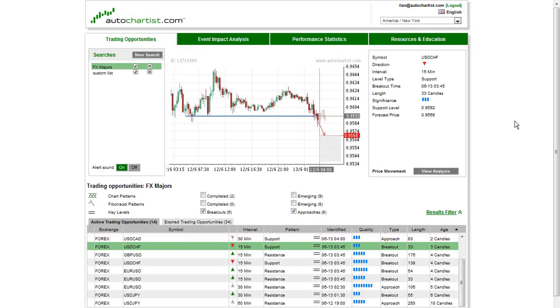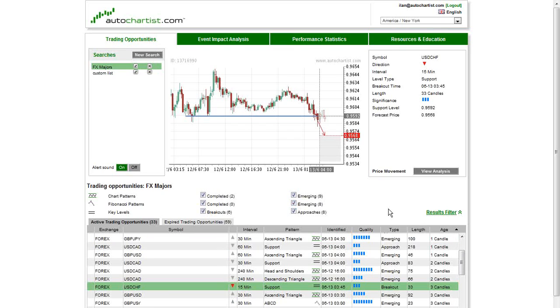So it's always very, very important to include other indicators into whatever you're doing with Autochartist. Don't use Autochartist on its own. Okay, so let me add all these opportunities back again.